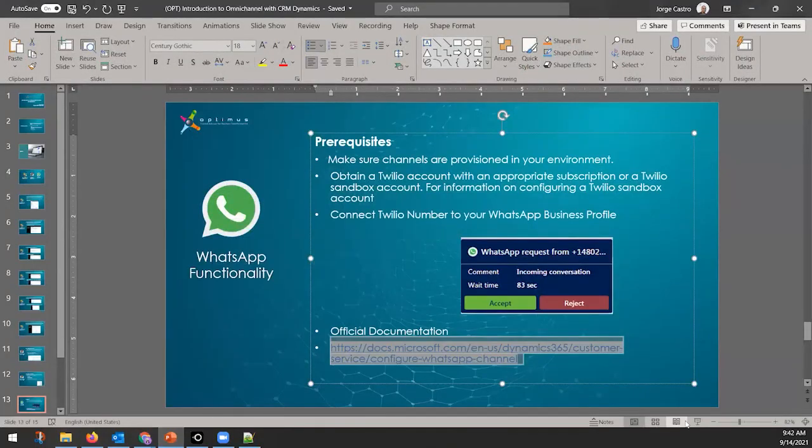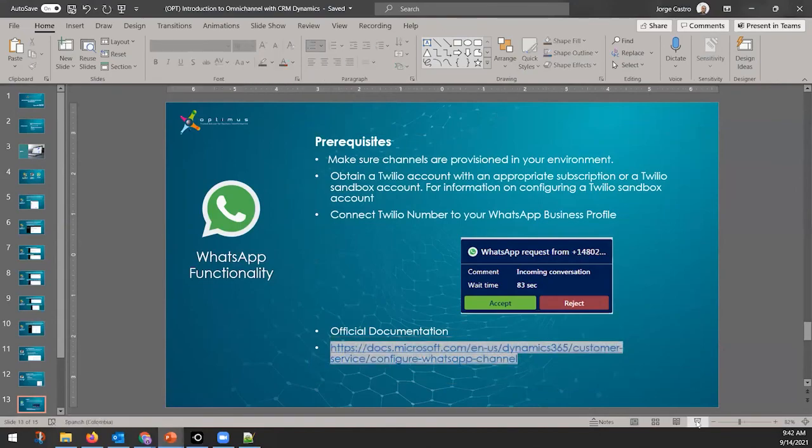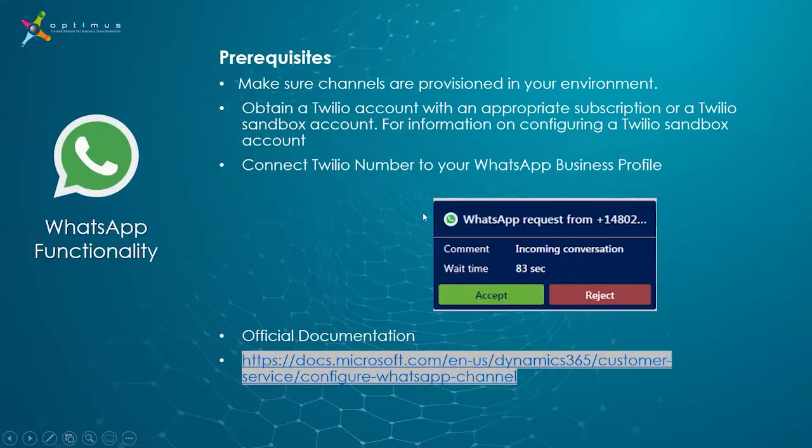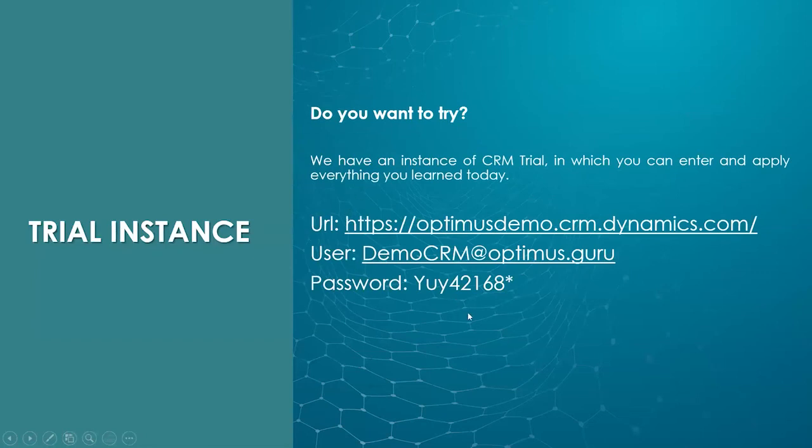Okay. So let me share. Okay. So that's the functionality that I wanted to show you. And basically, if you want to try by yourself, you could go to this instance. It's an Optimus demo instance that is available. The Omnichannel is already configured there, so you could try it. And you could create additional channels. You could create additional widgets, and it's going to be really practical for you. Okay.